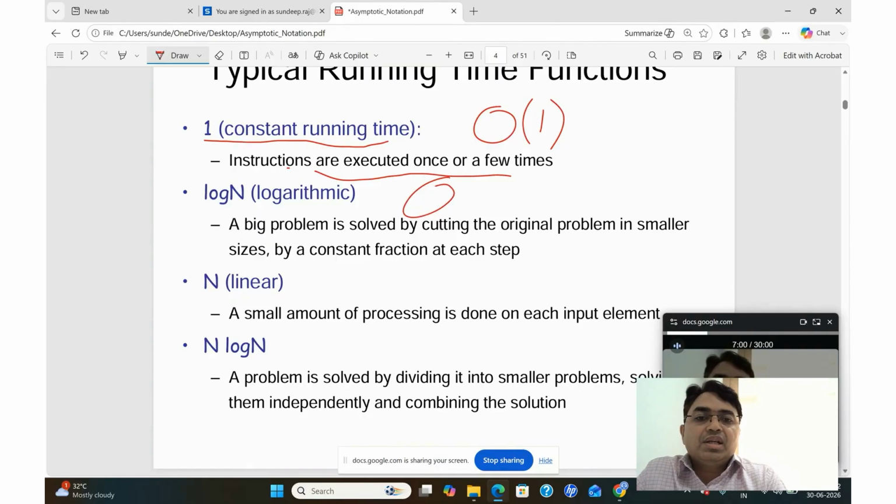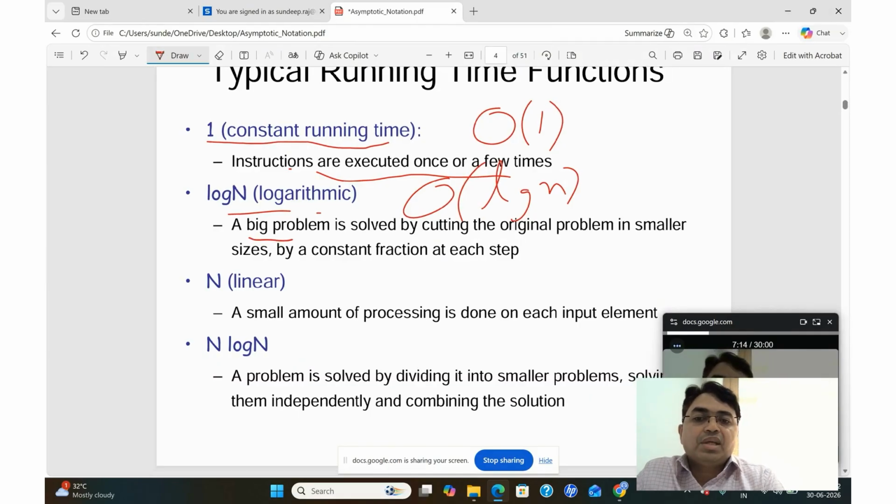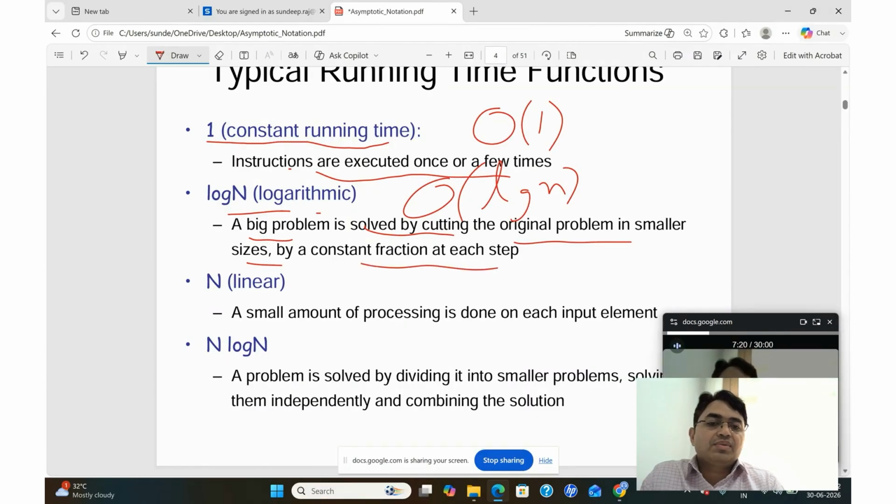When we see the order of log n type of complexities, the log n type of complexity will be taken in the case of logarithmic algorithms. It means a big problem is solved by cutting the original problem into smaller sizes by a constant fraction at each step. We have already seen various examples of this in data structures.